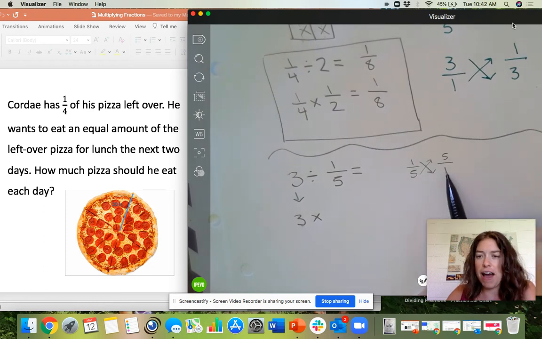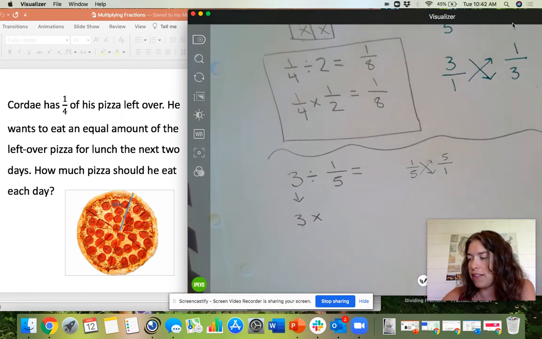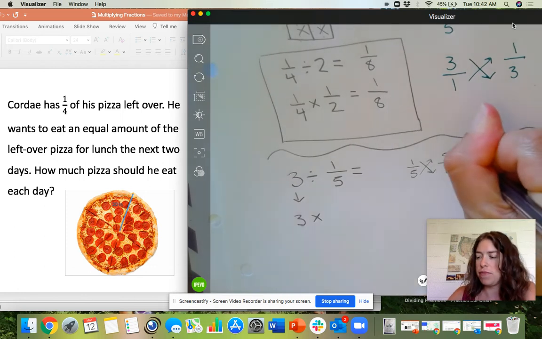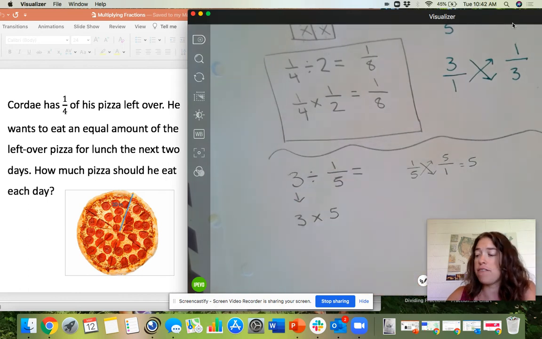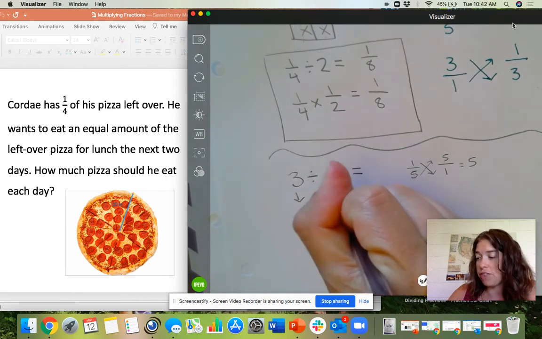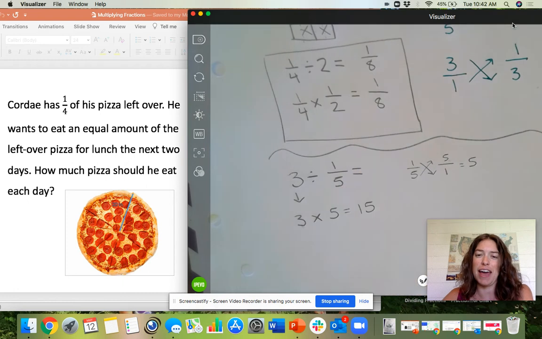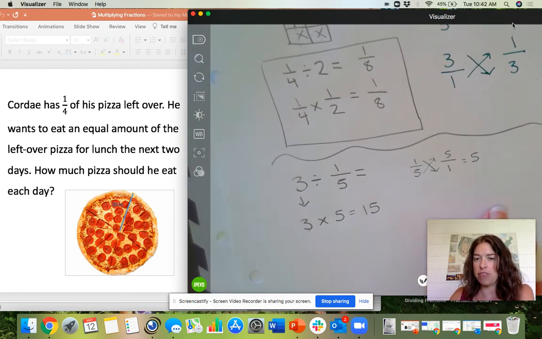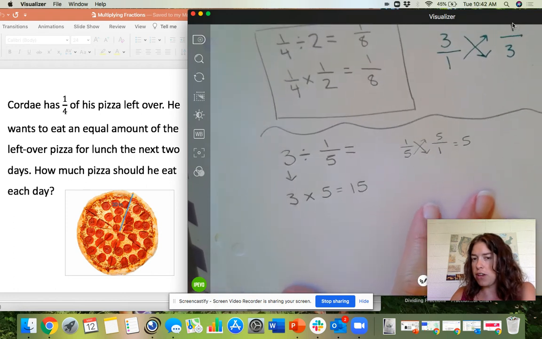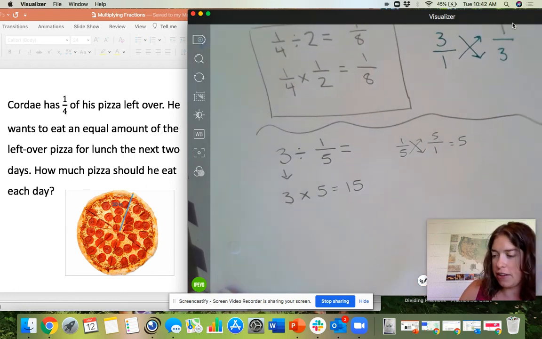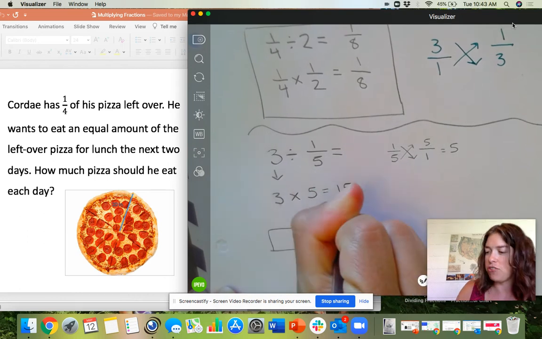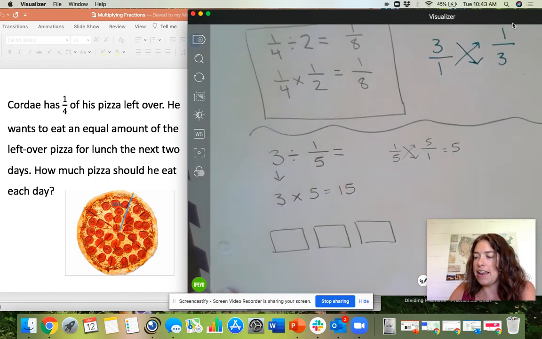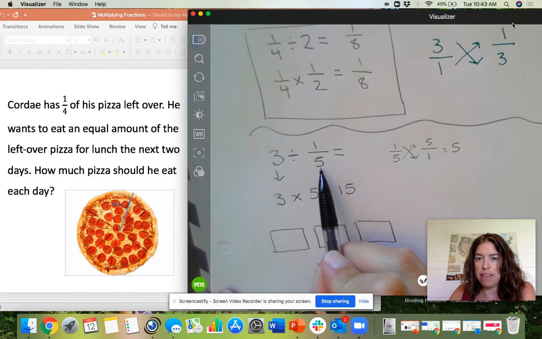But once I have 5 over 1, we know that that's equivalent to 5. So this would be the same as 3 times 5, which gives us an answer of 15. That I can do nice and easy in my head. So let's see if when we draw the model, we get the same answer. So I said 3 pans of brownies. There they are, always drawing what we start with. And I'm dividing them into pieces that are the size of 1/5.